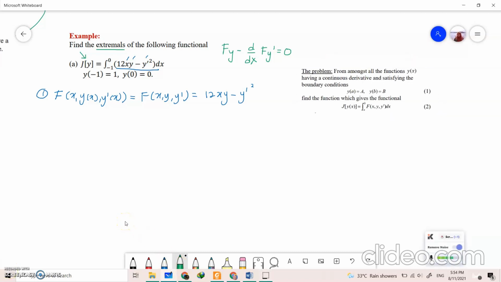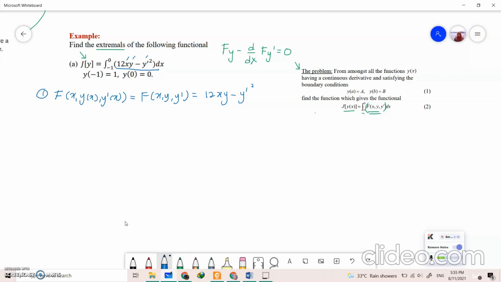Okay. Remember in our previous topics, the problem that we want to solve is to find the function which gives the functional J relative extrema. As you can see, the functional J is given by the integral from a to b of f. So this is your f, and from here you can say that your f is 12xy minus y prime squared dx.